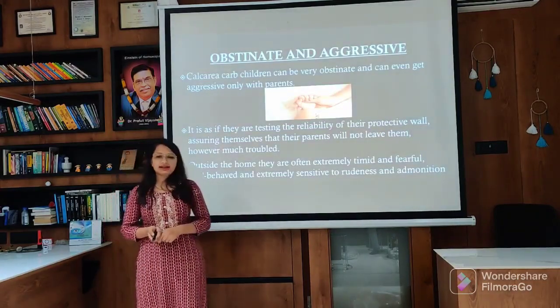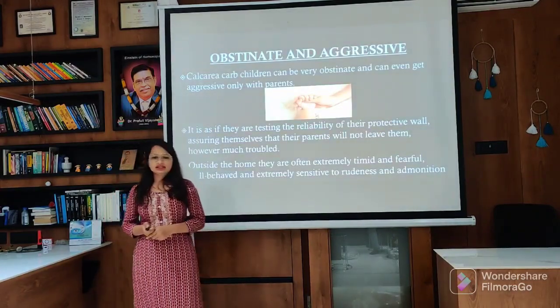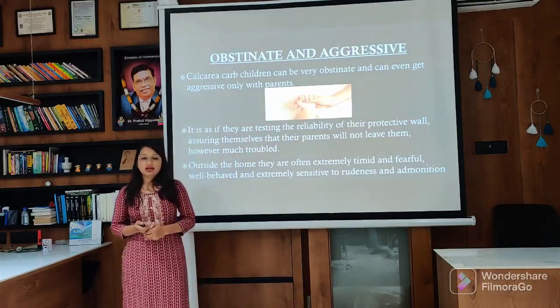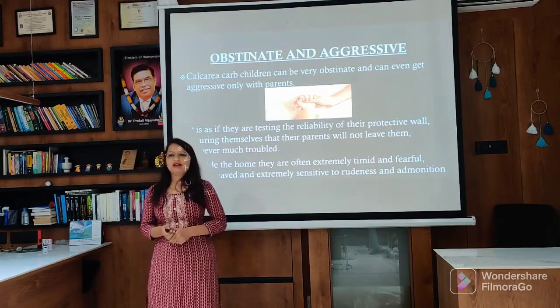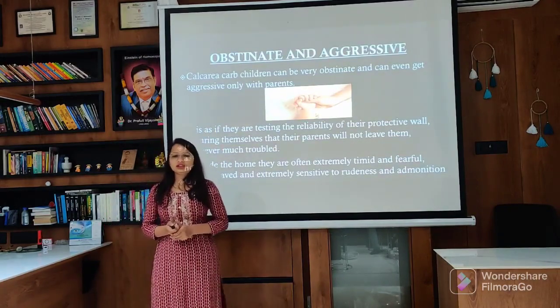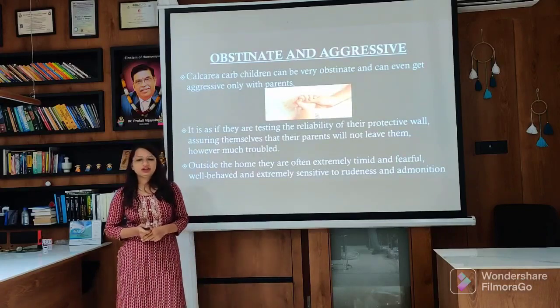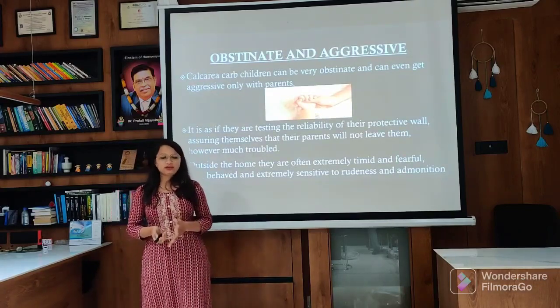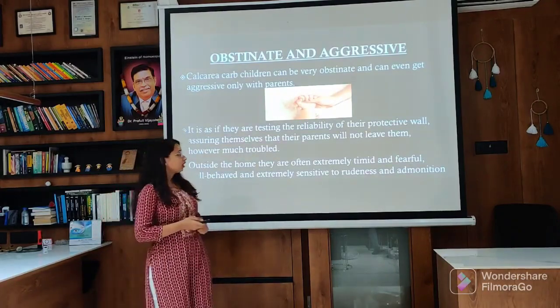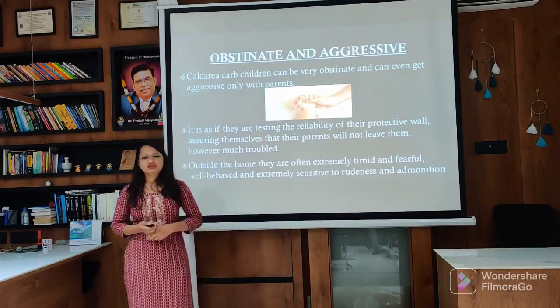Calcarea is obstinate and aggressive. A Calcarea child can be very obstinate and aggressive, but only with their parents. Outside of the home, they are very timid. It is as if they are testing the reliability of the protecting wall. They are testing their parents to see that they are giving protection. They do not live in a troubled situation.